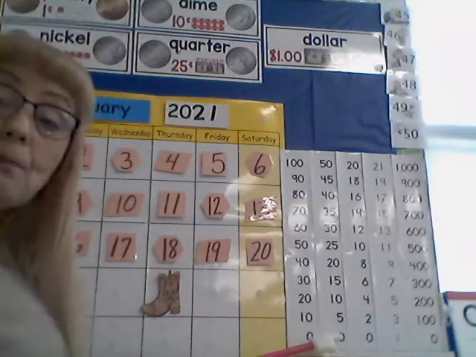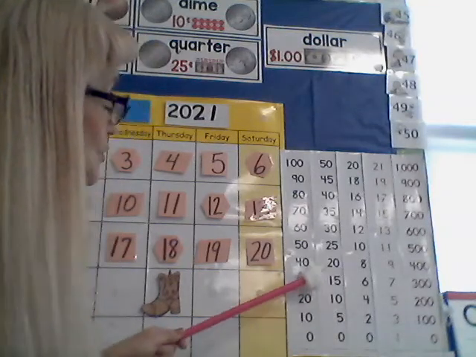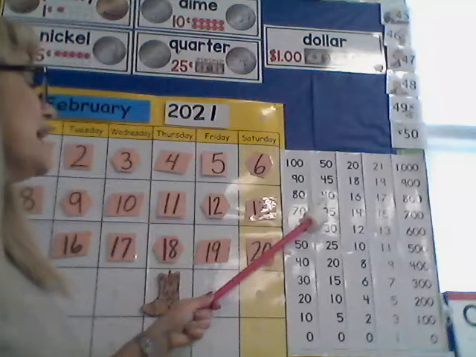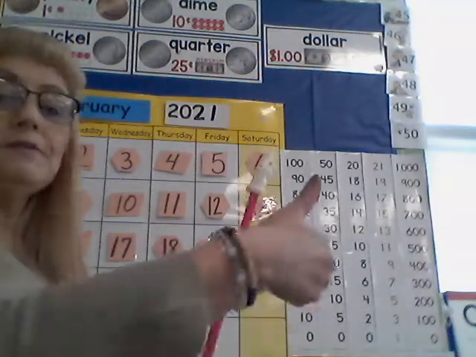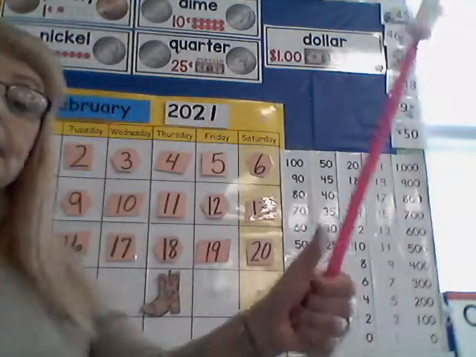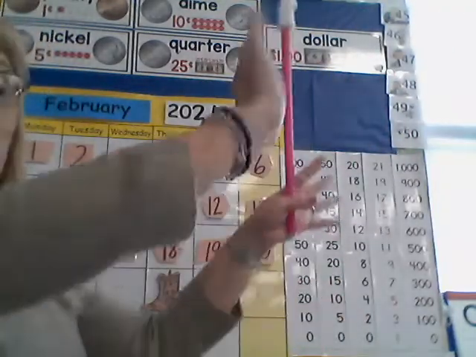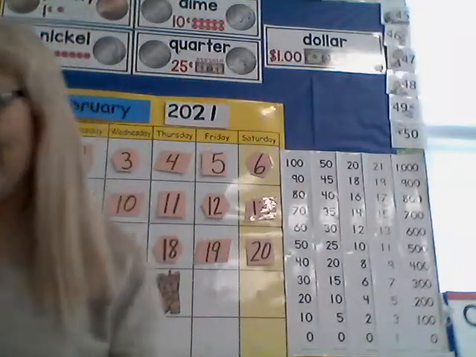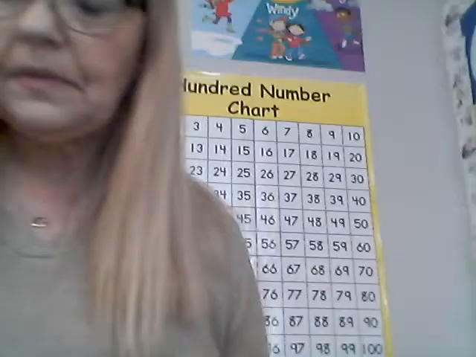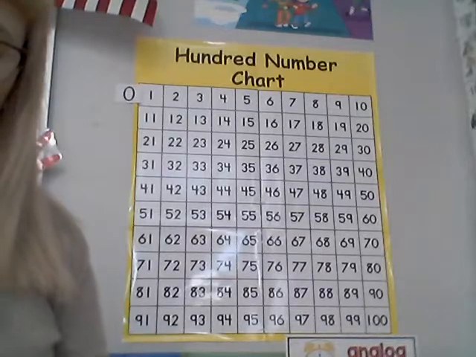And let's go ahead and count by fives. 0, 5, 10, 15, 20, 25, 30, 35, 40, 45, 50, 55, 60, 65, 70, 75, 80, 85, 90, 95, 100. Excellent, friends.